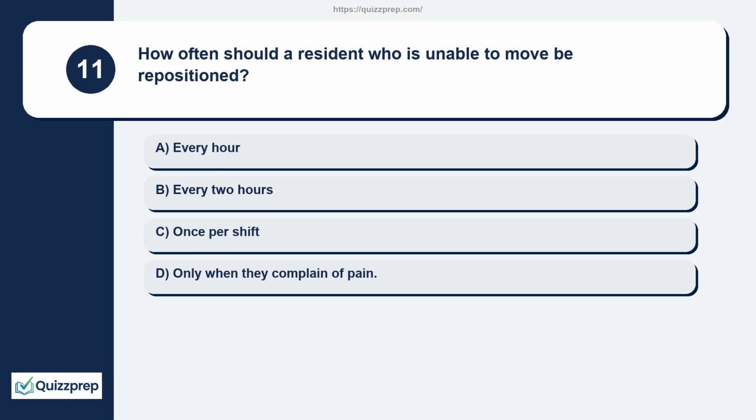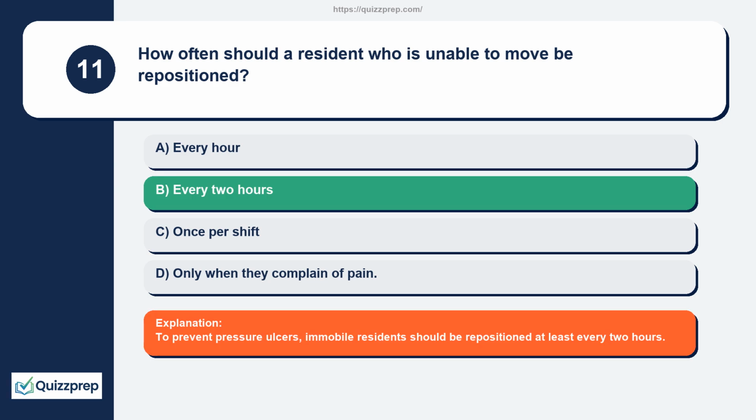Question 11. How often should a resident who is unable to move be repositioned? Every hour. Every 2 hours. Once per shift. Only when they complain of pain. To prevent pressure ulcers, immobile residents should be repositioned at least every 2 hours.